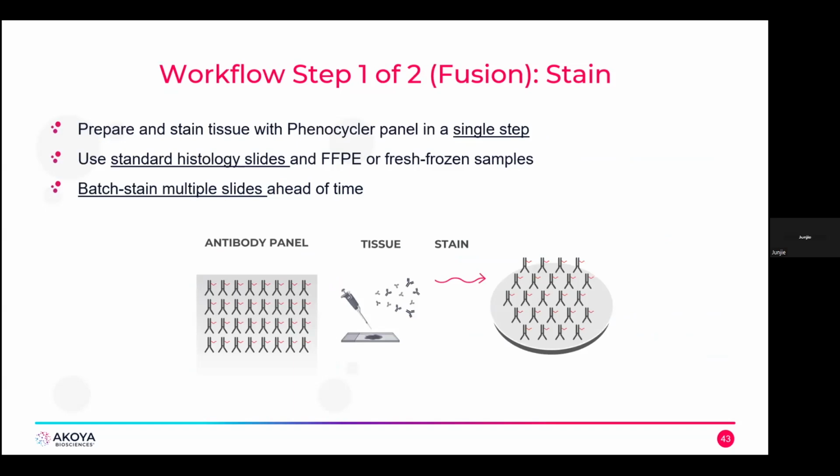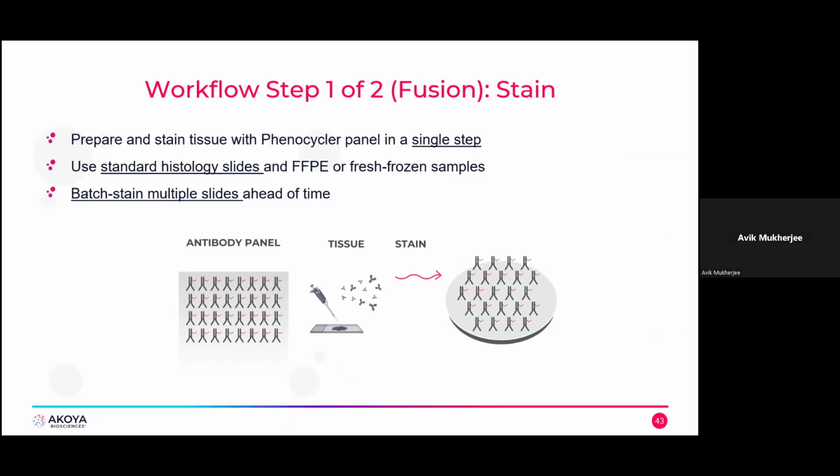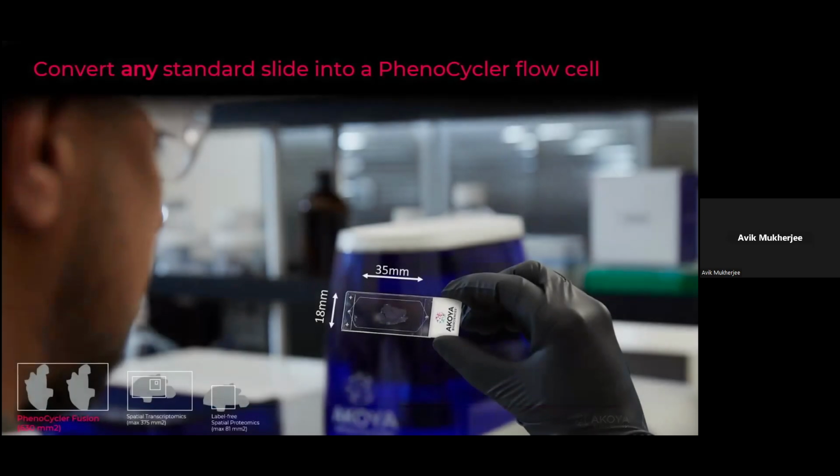This doesn't mean that if you have an FFPE sample, you are not treating it the way you treat FFPE tissue. You are going to do your deparaffinization, dewaxing, and everything. But for antibody addition, you take all your primary antibodies and you add them to it. Then we provide you with a flow cell, which goes on top of any normal histology slides.